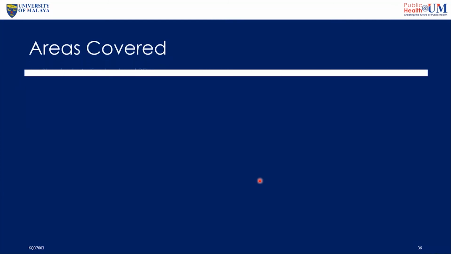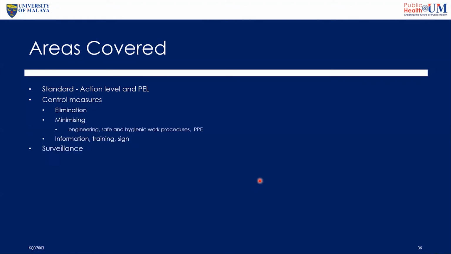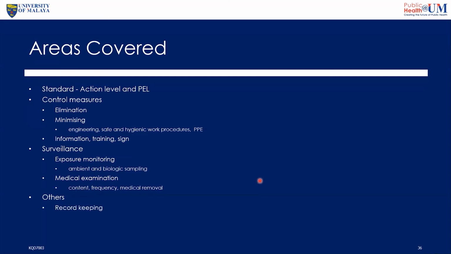So usually the areas covered in the regulation are the standard, action level, and PEL. For control measures, you have elimination, minimization, information, training, signs, surveillance, exposure monitoring, ambient and biological sampling, medical examination, and others. So all these things are there inside each of the regulations. They have a standard, action level and PEL. PEL is permissible exposure limit. We discussed this when we talked about other things, all right? They have control measures, elimination, minimization, information and training, surveillance, and record keeping. Right. Let's go through each of the regulations.